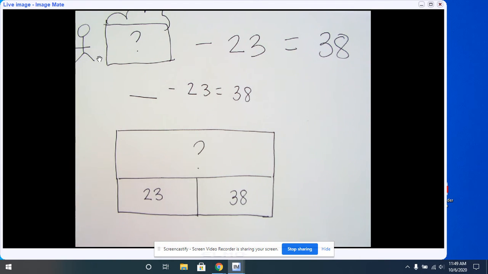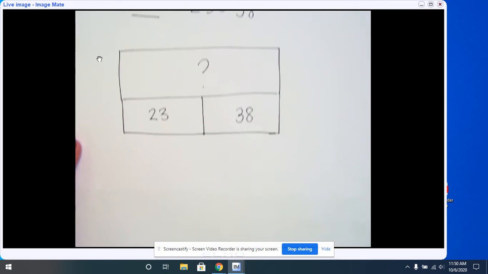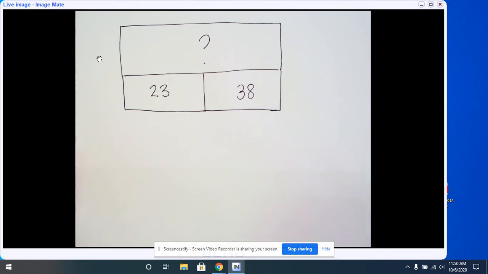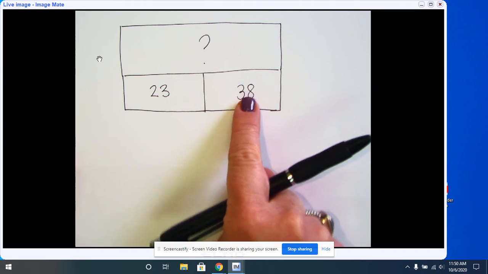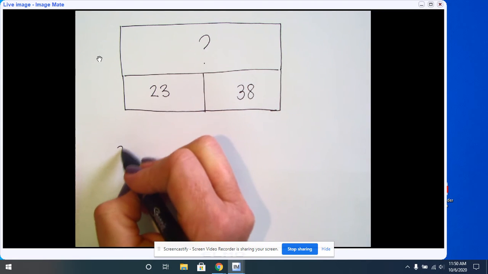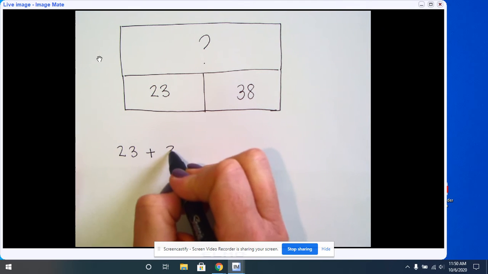All right, so I want you to pause the video again, and I want you to try to solve this. You can draw a picture, you can do it in your mind, you can do a number sentence, however you want to solve it. And then when you press play, I'm going to show you how I would solve it. So what I would have done is I would have taken 23 and added 38 to get the total. 23 plus 38.